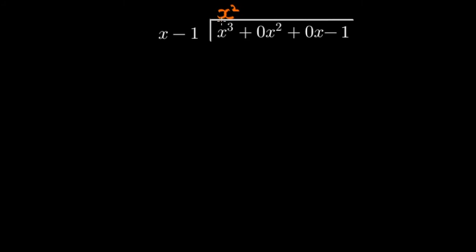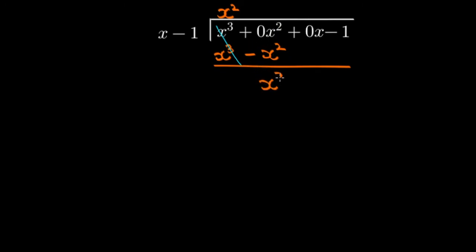We then multiply this term by the divisor, and we write our answer below the dividend, x cubed minus x squared. So now we can go ahead and subtract the bottom row from the top row. The terms on the left here should always cancel. x cubed is going to cancel with x cubed, and for the x squared column we're going to have 0x squared minus negative x squared. So we're going to have positive x squared, and we can carry down the plus 0x.